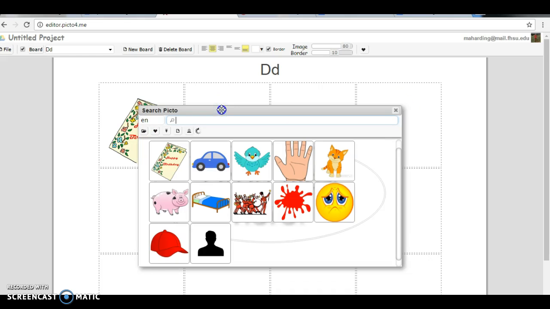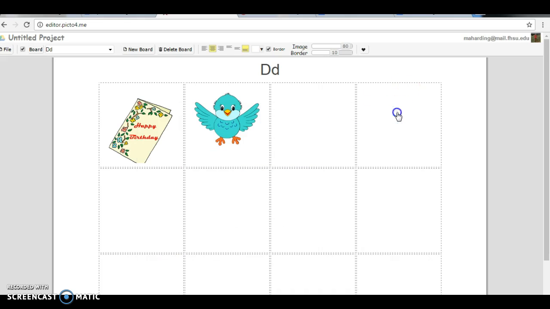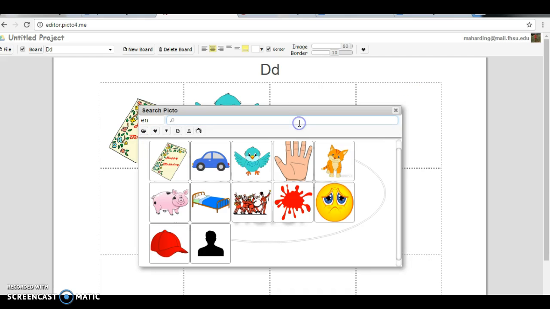So I'm going to click on my next empty box, car. That doesn't have a D. Bird. That one does. I click on my bird and I X out. Go on to the next one, hand.